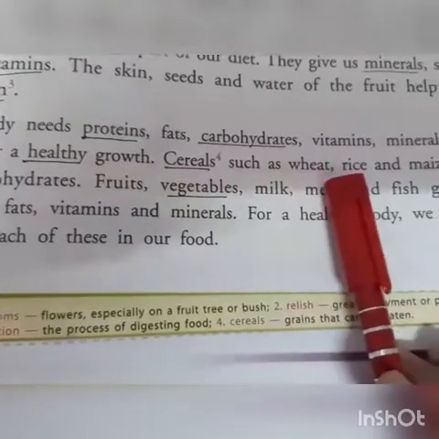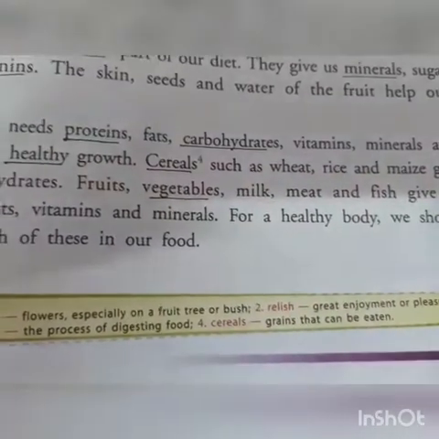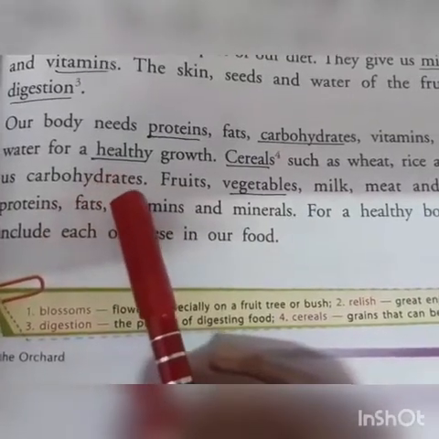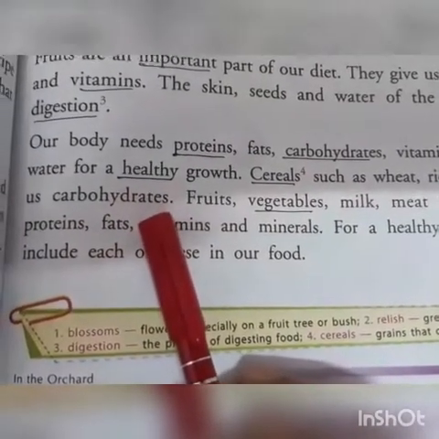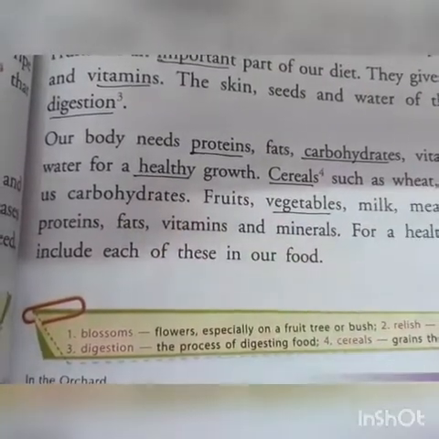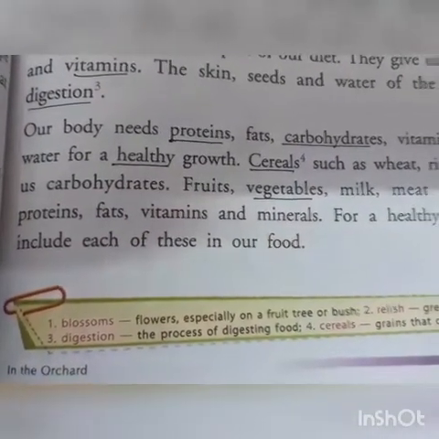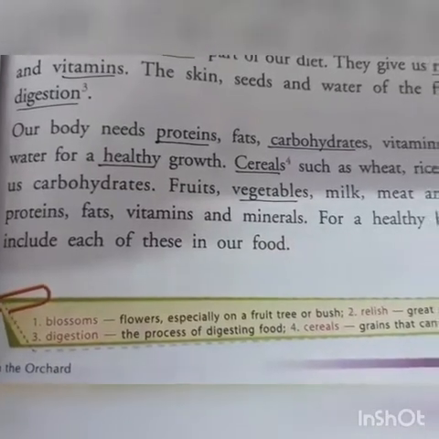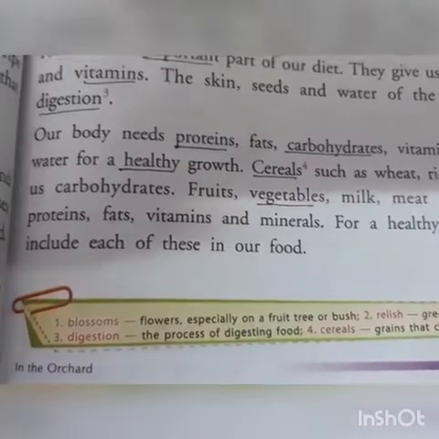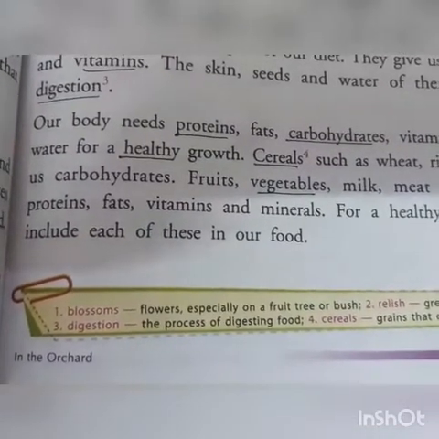Cereals such as wheat, rice and maize, अनाज जिसको बोलते हैं, give us carbohydrates. Now carbohydrate is very essential because it gives us energy to do the work. Whatever work we do, we require some energy, and that energy is burnt when we do the work. So these cereals provide us with the carbohydrate, and the carbohydrate gives us the energy. Carbohydrate is transformed into energy in our body.